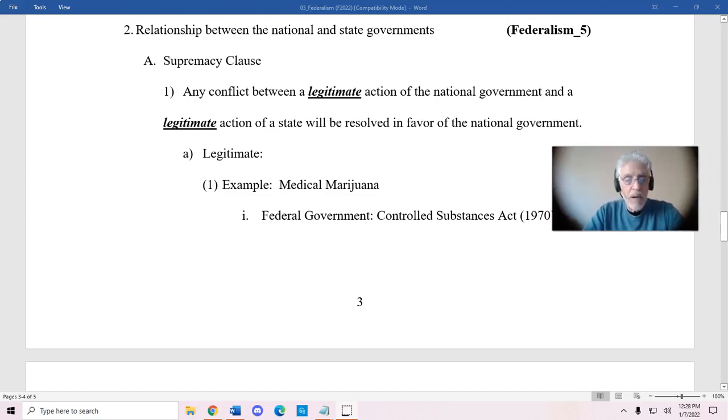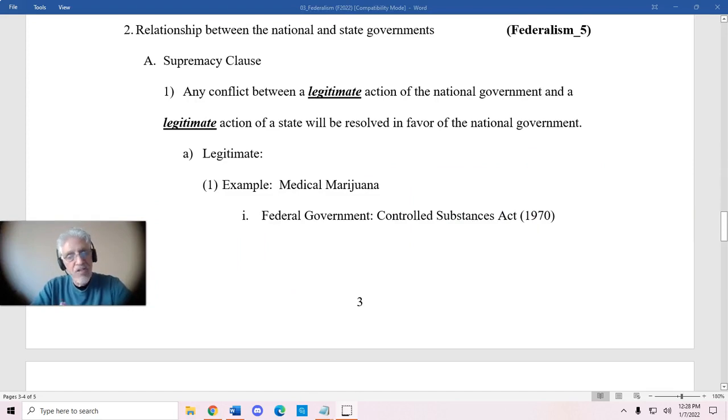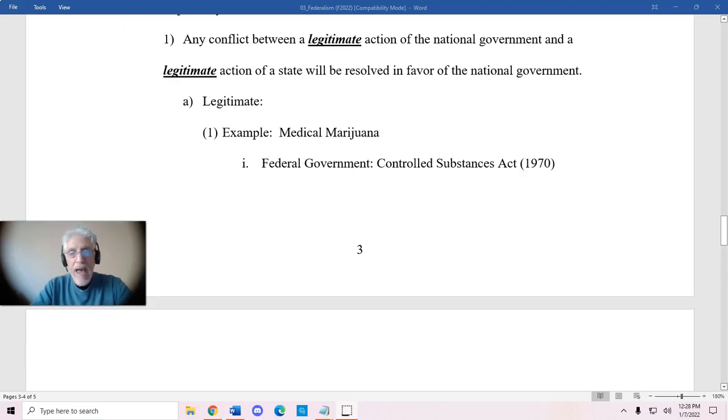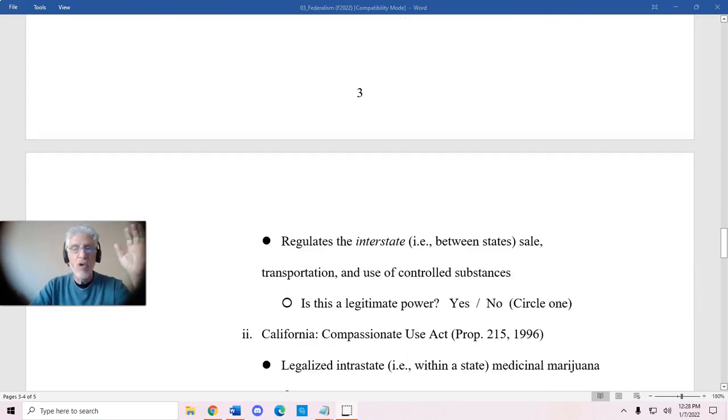We're going to talk about medical marijuana. In 1970, the federal government passed something called the Controlled Substance Act. And in this act, it defined marijuana as a Schedule I drug. And by that, it meant that marijuana had a high potential for abuse, and there was no medicinal value. What it did was it controlled and regulated the interstate sale, transportation, and use of controlled substances, of which marijuana was one.